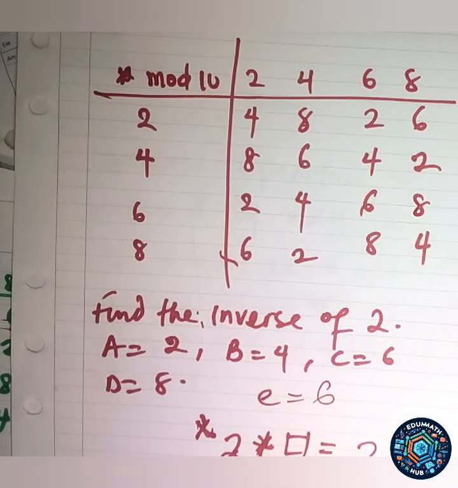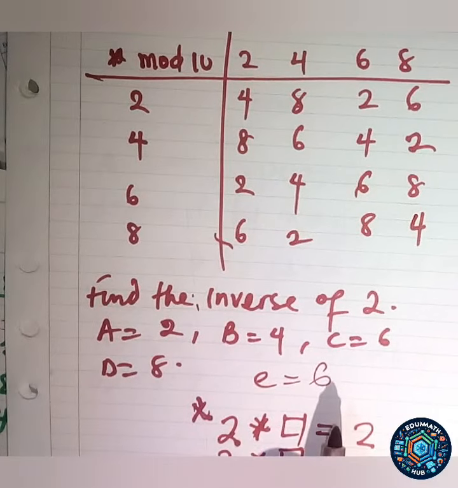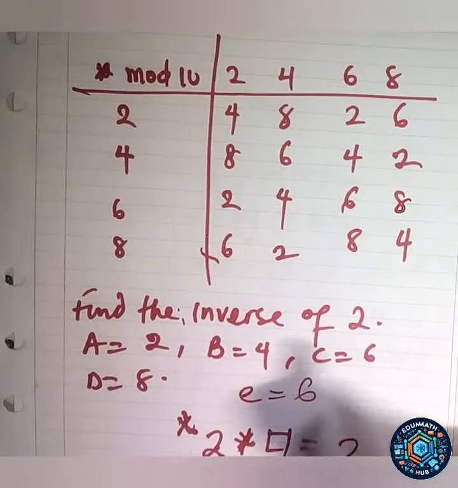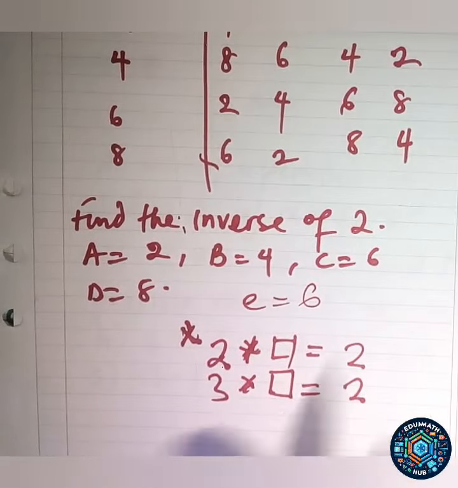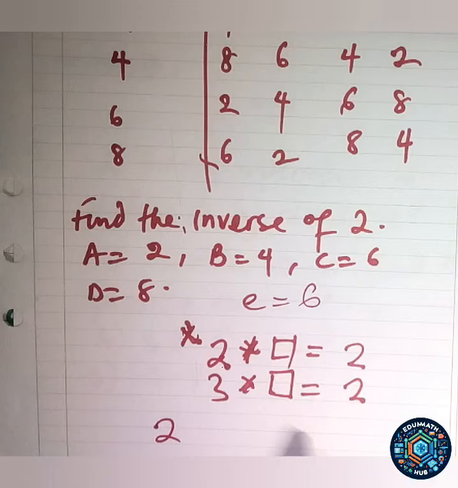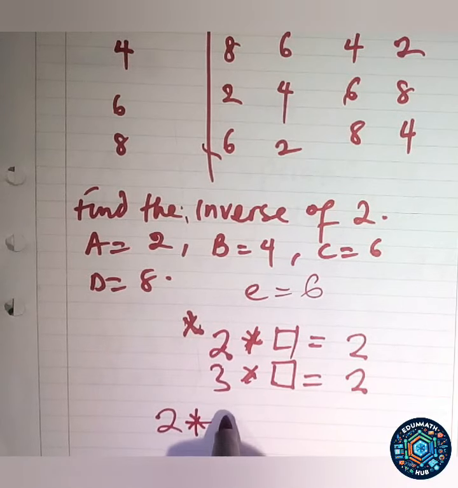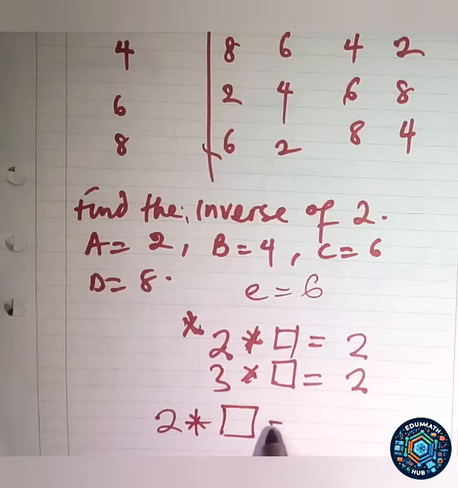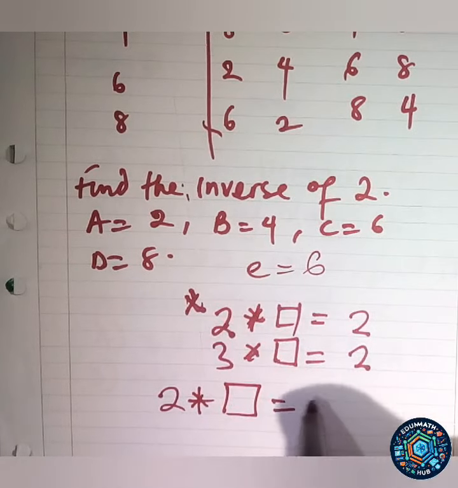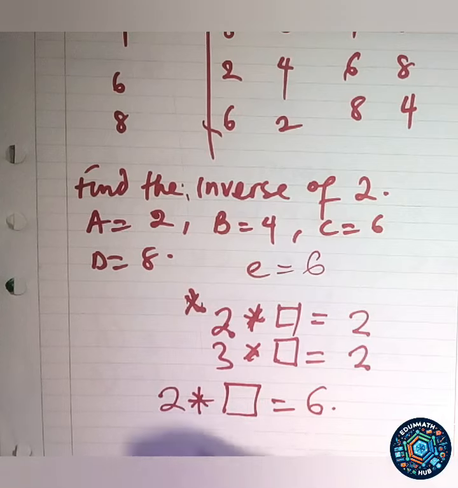Now to find the inverse of a number, all you have to do is go to that same table and look for something like this. You need the identity element of 2, which is 6. So you need something like 2 operator the inverse that will give you the identity element. If you want to remember it very well, take an example, a number like 3.